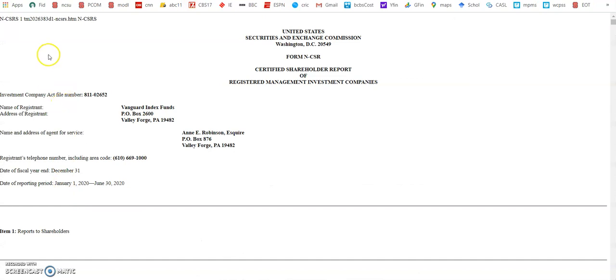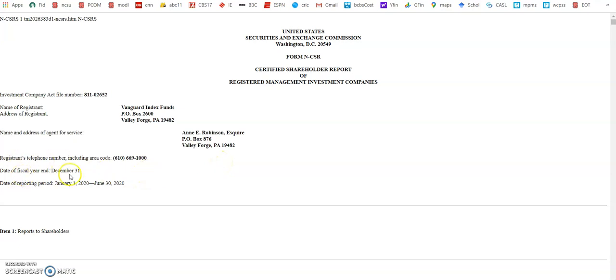Here is something called the report to the shareholders, the certified shareholder report, the NCSR. This is required to be filed by all mutual funds with the SEC. You can get this from EDGAR, and I have the URL in one of the Excel cells.